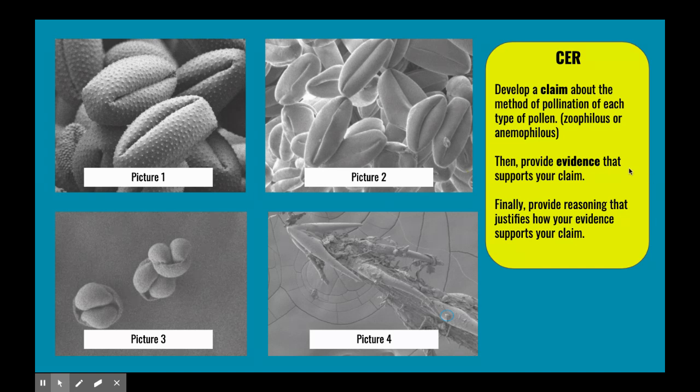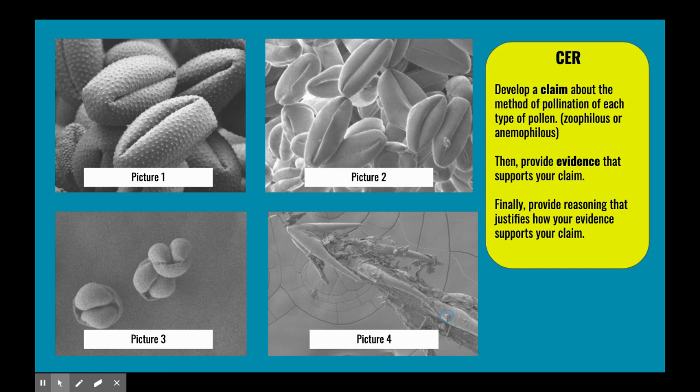Let's say that the evidence you select that you say supports the claim is the structure of the pollen. Well, that's not very detailed. You'll need to go into a little bit more reasoning as to how that structure backs up the claim about whether it's carried by wind or carried by animals, in zoophilous or anemophilous pollination. You'll do the same thing for picture 2, 3, and 4. And I tried to select pictures that were very different from one another so that they were not only interesting but easy to compare to one another and get a good sense of the differences between these two.